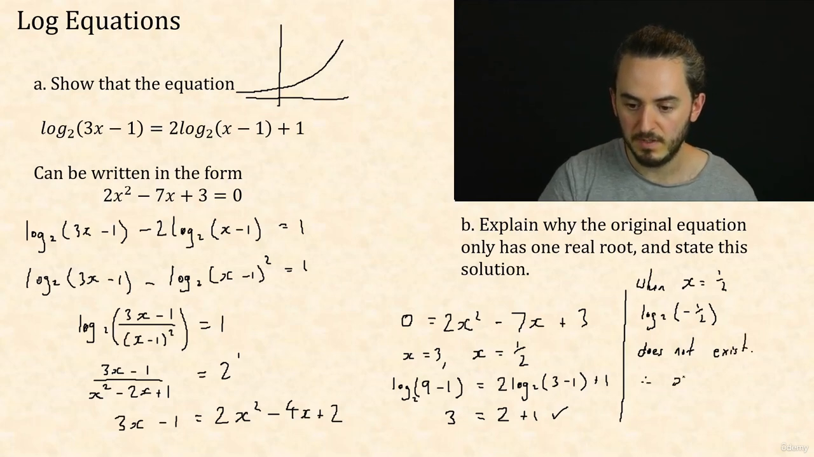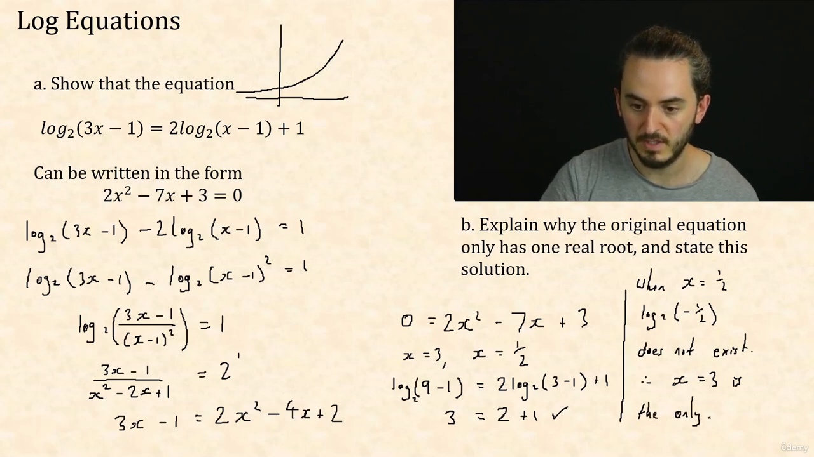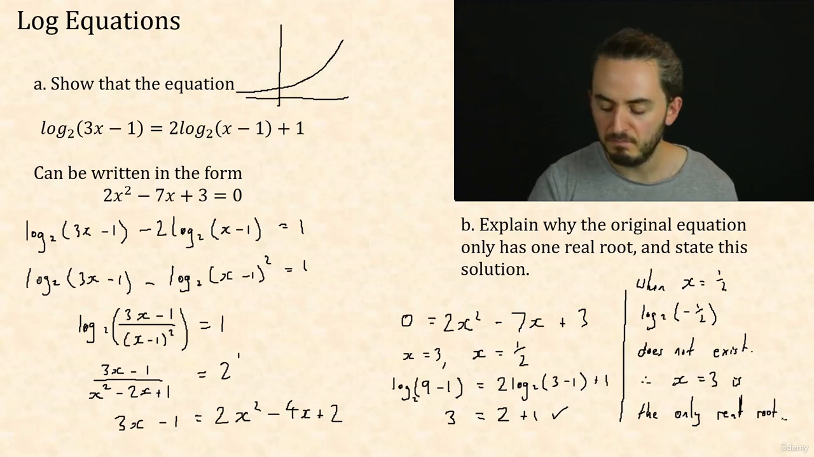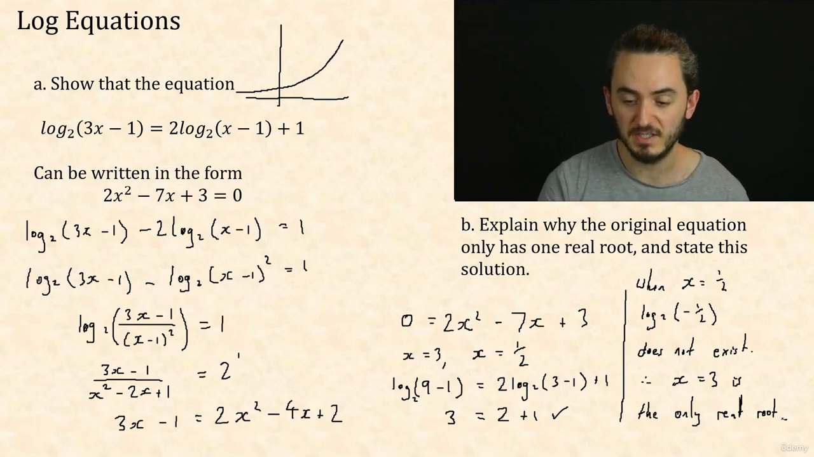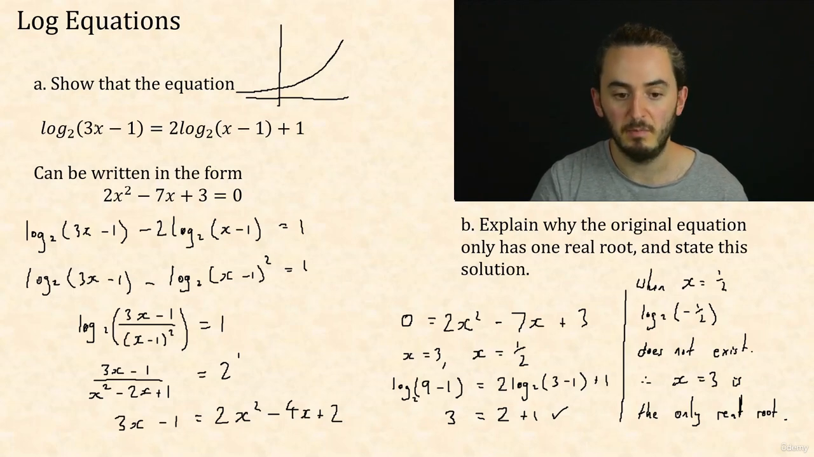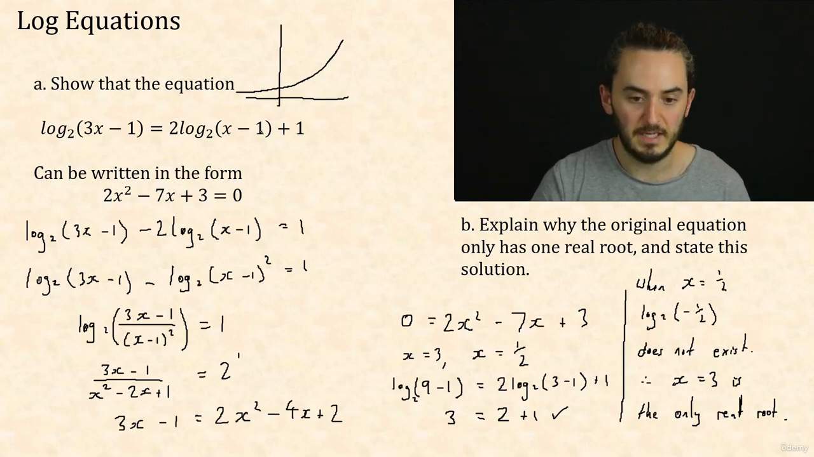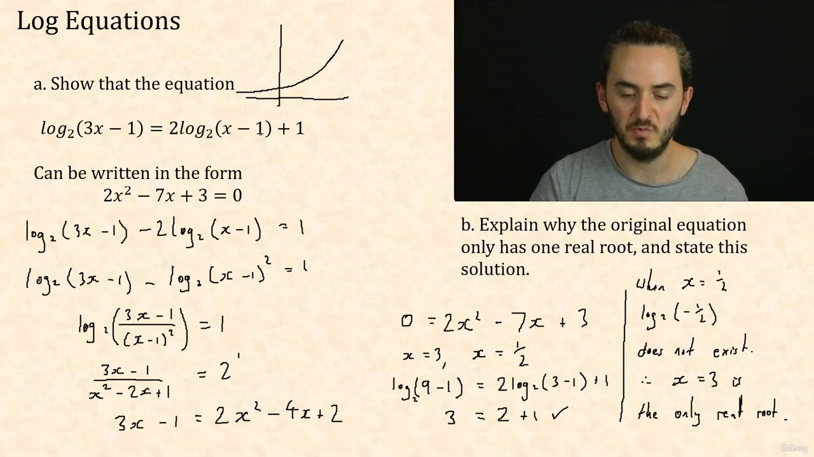So therefore, x equals 3 is the only real solution, or the only real root. So be careful of that. When you've got a log equation, check by subbing your numbers back in, specifically look to see if you end up logging some negative numbers. If you ever get log of a negative number, you know that it doesn't work. All right, we'll look at more log equations in the next video.